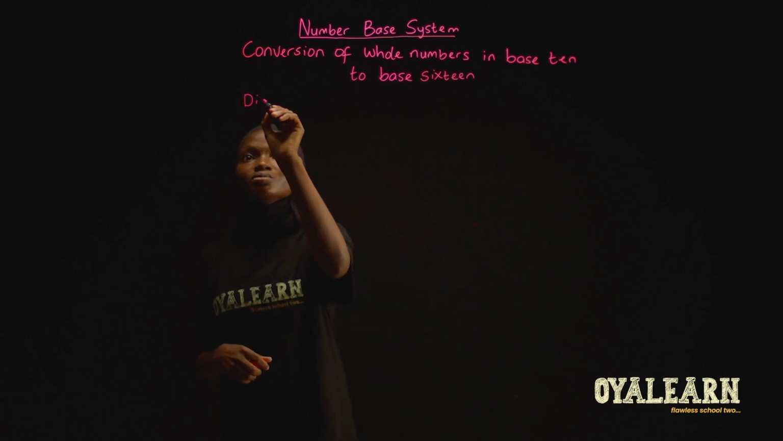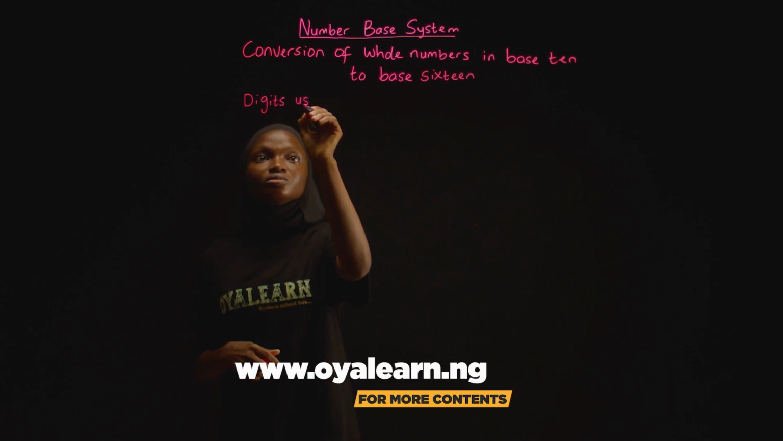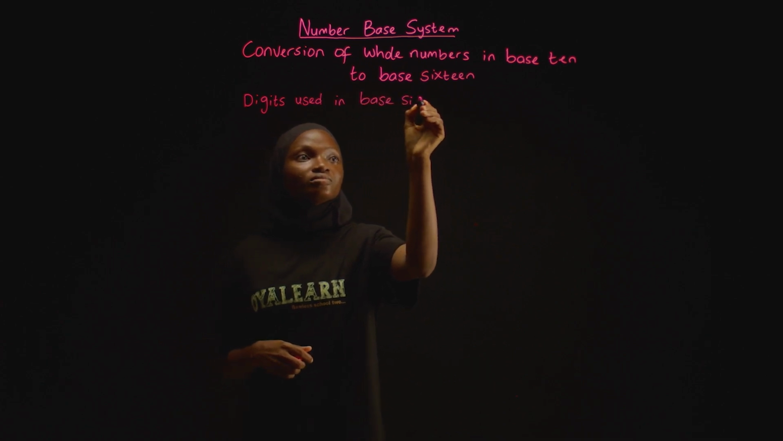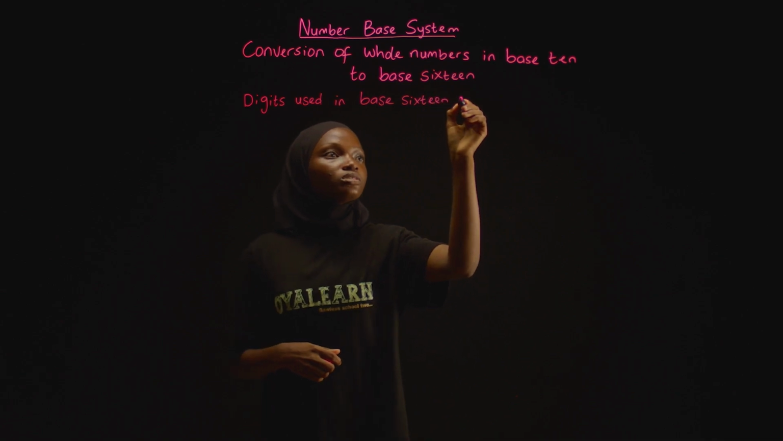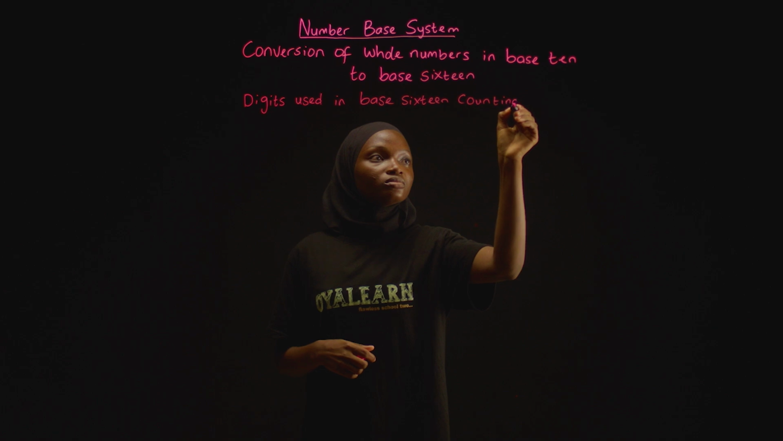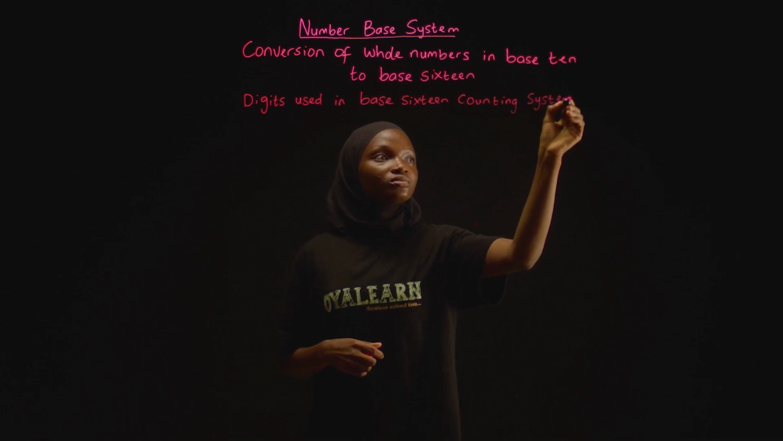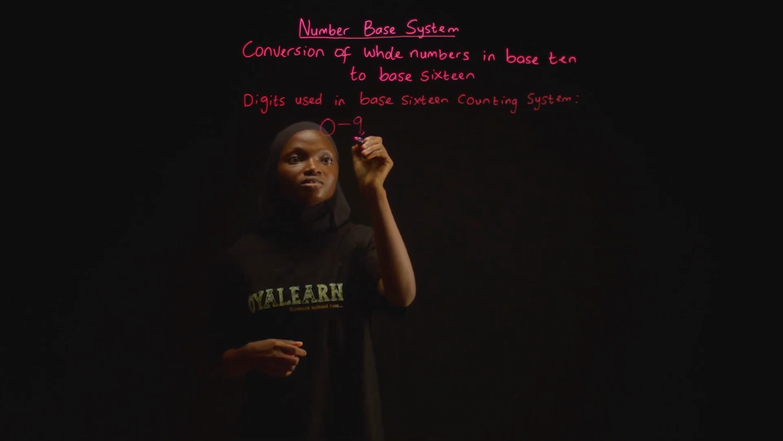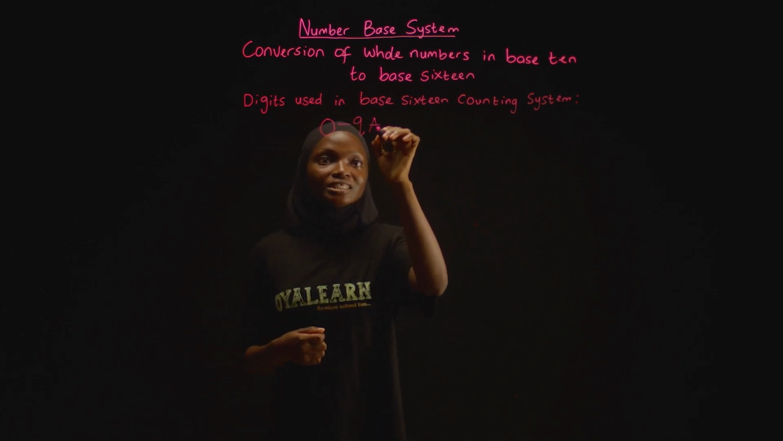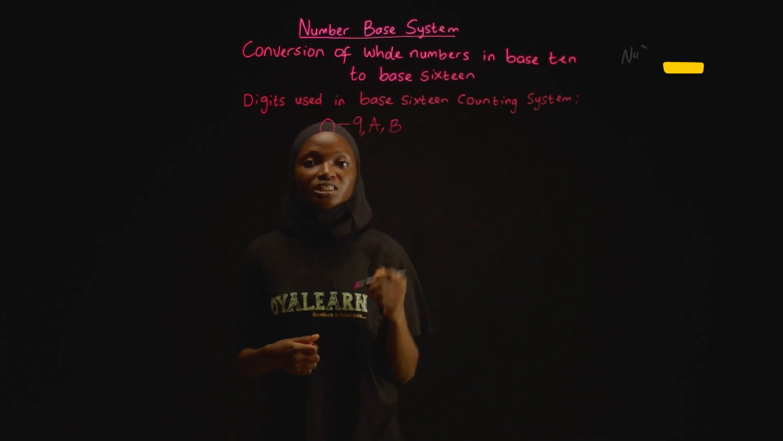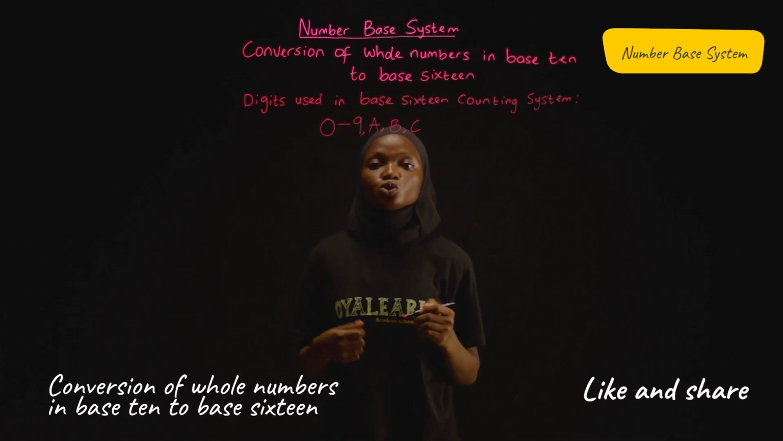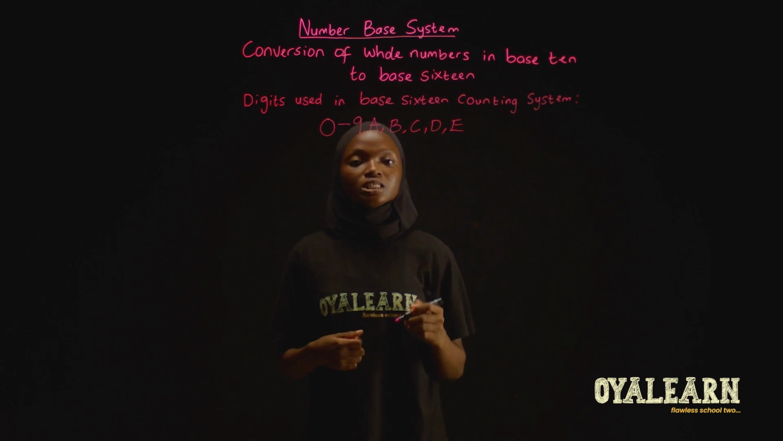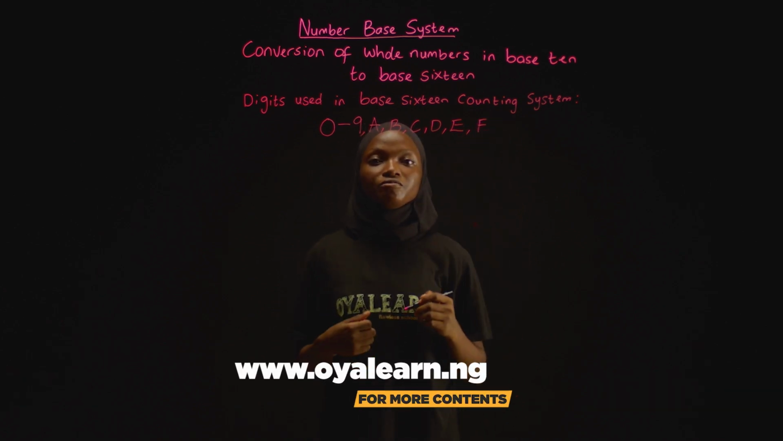Digits used in base 16 counting system, which we have as digits 0 to 9, then A representing our digit 10, B representing 11, C representing 12, D representing 13, E representing 14, and F representing 15.